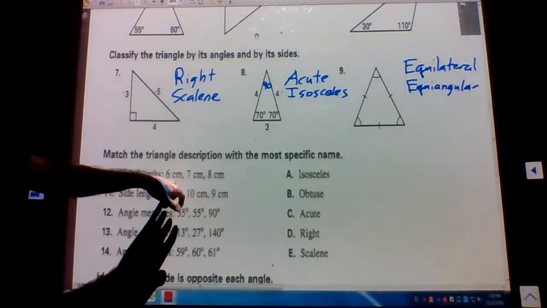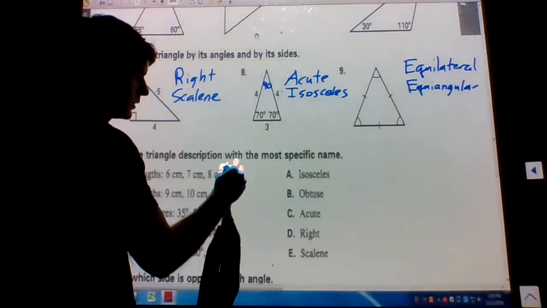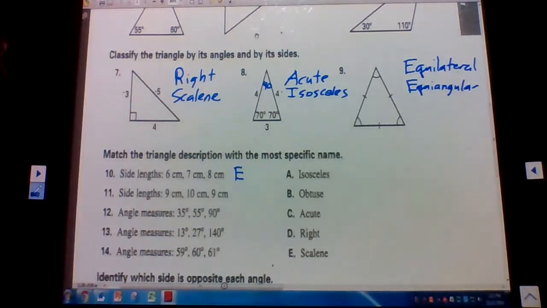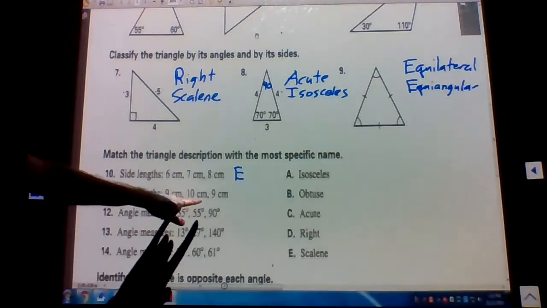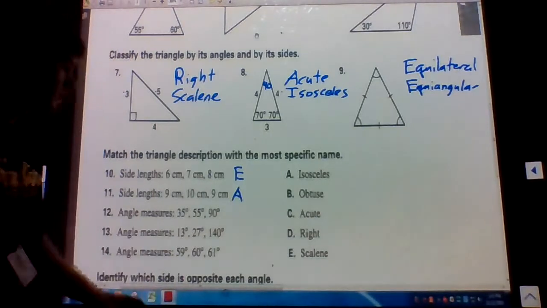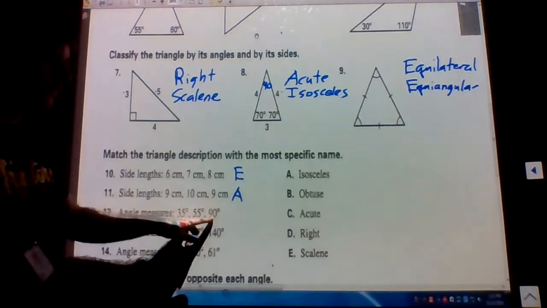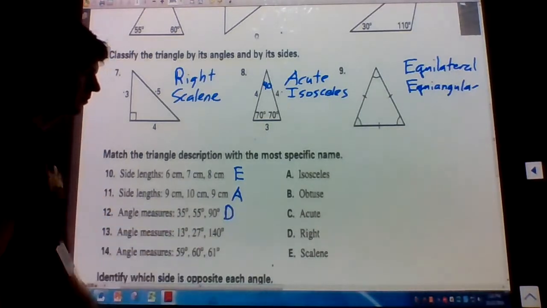So if we have side lengths 6, 7, and 8, that means our side lengths are all different. So that's going to be scalene. So that's going to be E. Okay, side lengths 9, 10, and 9, that means two sides are the same. So that's going to be isosceles. Okay, angle measures 35, 55, and 90. So we have a right angle. So therefore it's a right triangle.